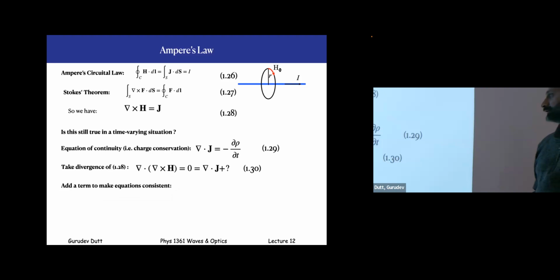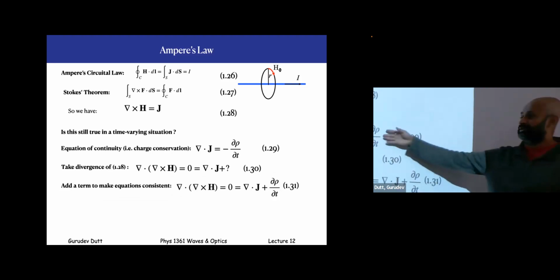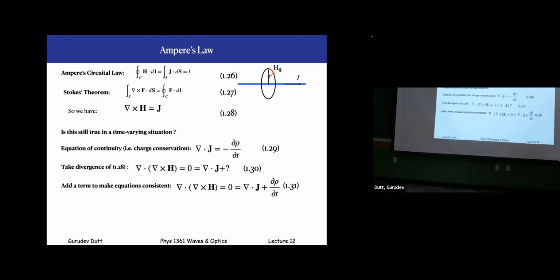So we add in the term del dot J plus ∂ρ/∂t, which is guaranteed to be 0 by charge conservation. Okay, so this is not how Maxwell originally derived the equation, but it's enough for us to understand why this term must exist. And so, to make the equations consistent, we see that we have to add in this extra term.